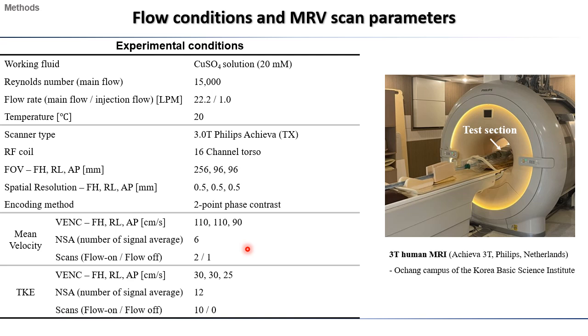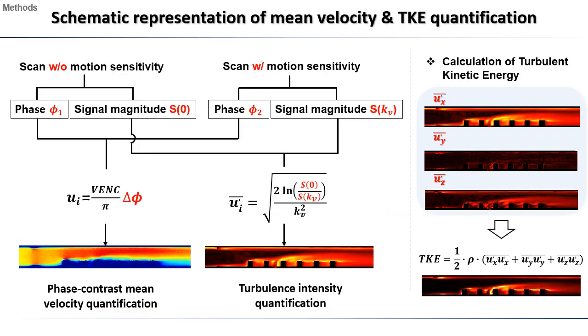A signal average of 6 was applied, with 2 flow-on cases and 1 flow-off case used to calculate the averages. For TK measurement, the bank was set to 30, 30, and 25 respectively. A signal average of 12 was applied, with 10 flow-on cases used to calculate the averages.